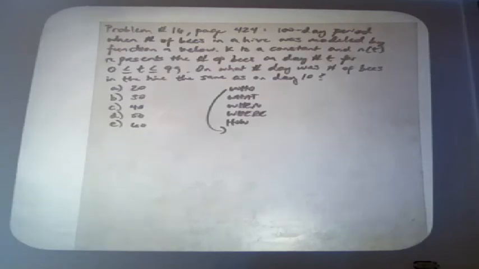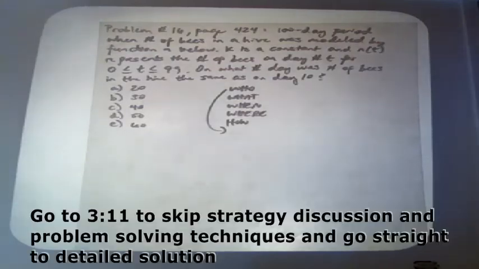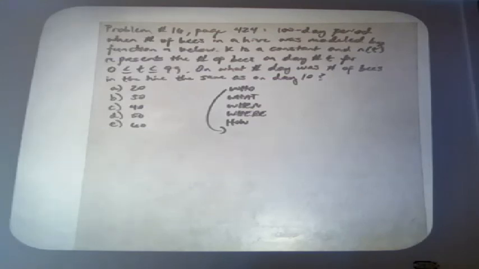So we're looking at problem number 16 on page 424, and I used some shorthand here to write it because I got tired of writing. The question reads, there was a 100-day period when the number of bees in a certain hive could be modeled by the function n below. In the function, k is a constant, and n of t represents the number of bees on day number t for t between 0 and 99, between and including. On what number day was the number of bees in the hive the same as it was on day number 10? Whoa! So this is a doozy of a problem.